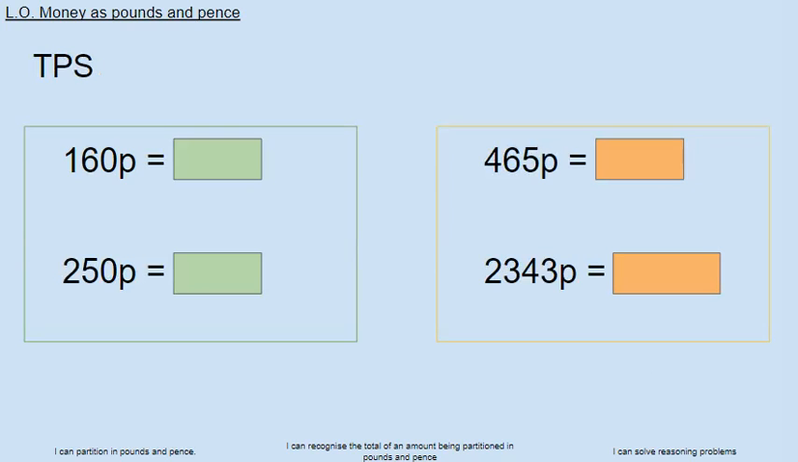Now, here's a little challenge that you can have a quick go at just yourself. Just write it down. Have a think. Maybe pause the video now and have a quick think. Do you know the answers to these? So here you've got 160p, 250p, 465 and 2,343 pennies. I am now going to reveal the answers.